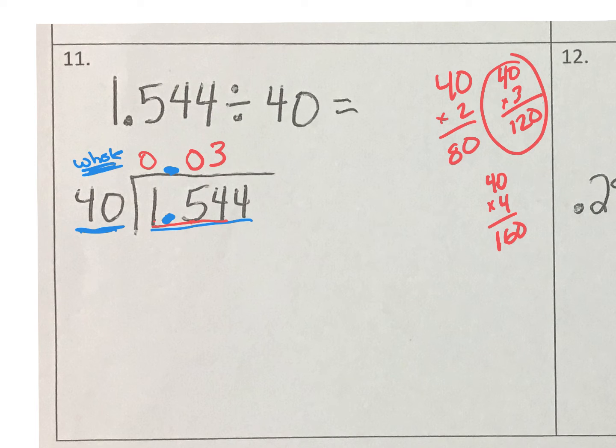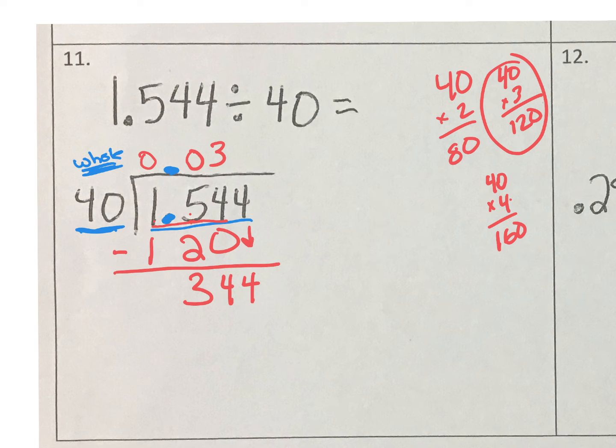Okay. So 3 times 40 is 120. Line those up and I carefully subtract. 4 minus 0 is 4. 5 minus 2 is 3. 1 minus 1 is 0. Okay. Now I bring down my 4. Now I have 344. Now I'm going to go more than 4 because 4 is 160 and I need to get all the way to 340.